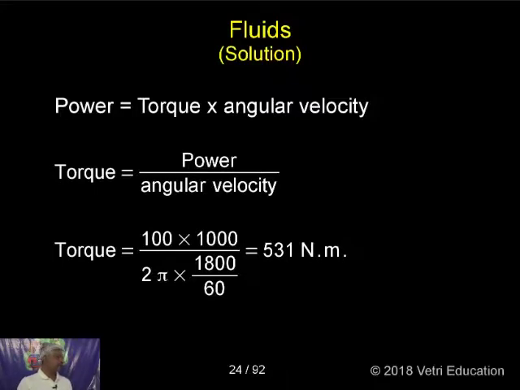Angular velocity, power we know, given 100 kilowatts. Angular velocity, omega, is 2 pi by T or 2 pi n. That is 2 pi into n.